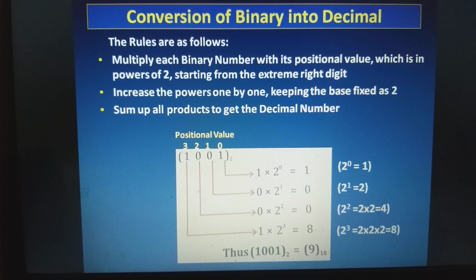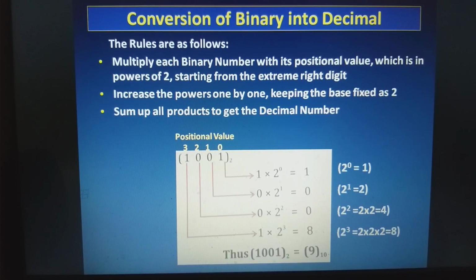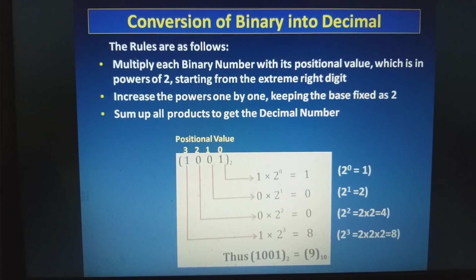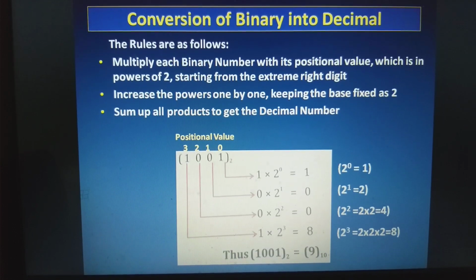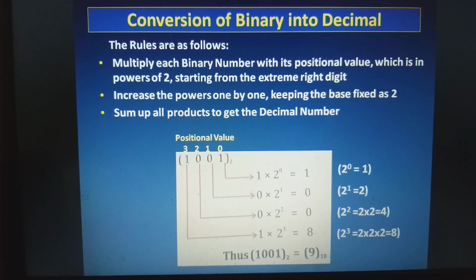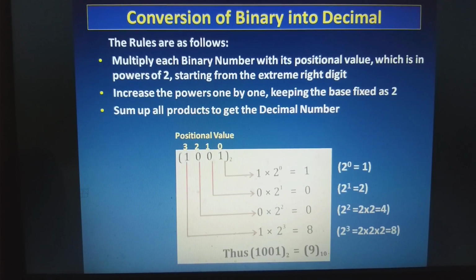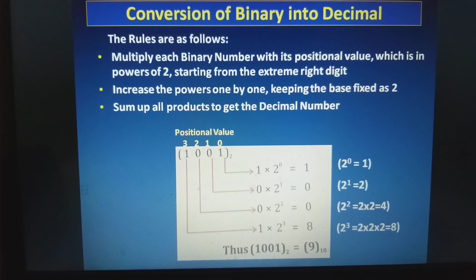The binary digit in ones place is 1. So, we have to multiply it with 2 to the power 0. That is 1 into 2 to the power 0 equal to 1, because 2 to the power 0 equal to 1. Increase the powers 1 by 1, keeping the base fixed as 2.